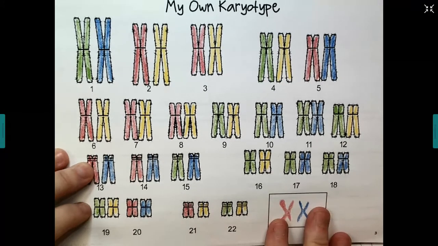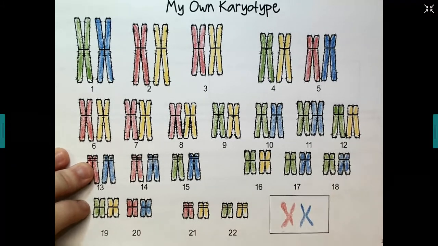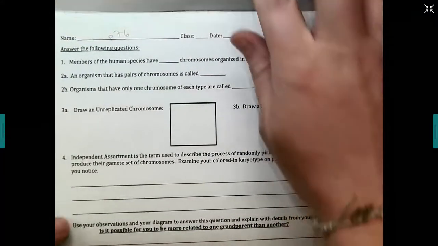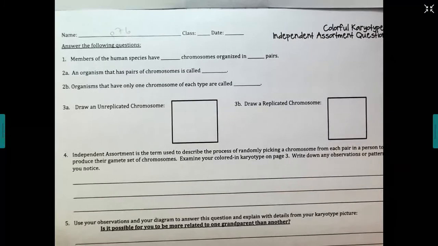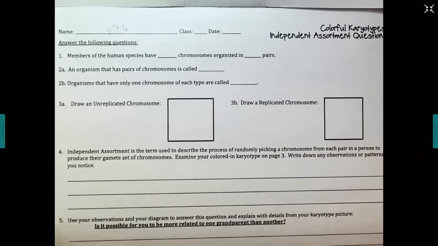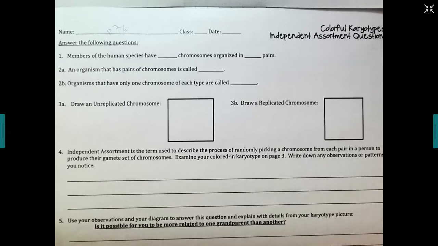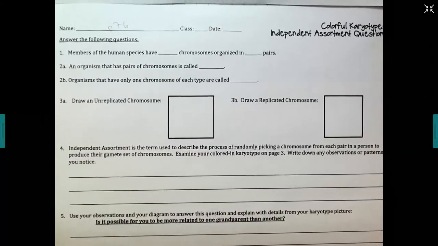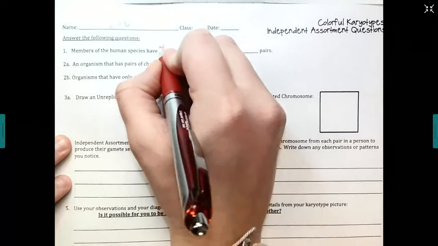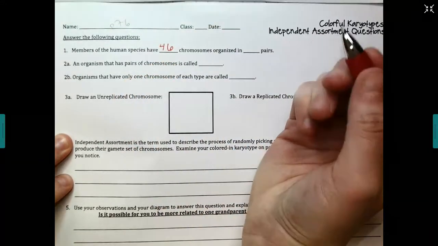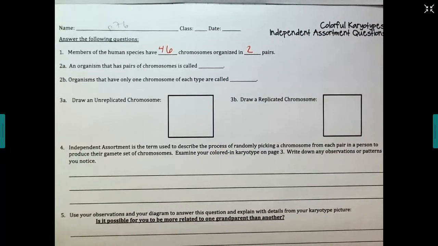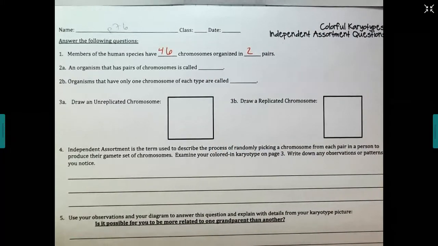Now that I'm done with my own karyotype here on packet page 75, I'm going to come to packet page 76, and we're just going to answer a couple of the questions here about this karyotype activity. So, members of the human species, we have 46 chromosomes organized into 23 pairs, homologous pairs.